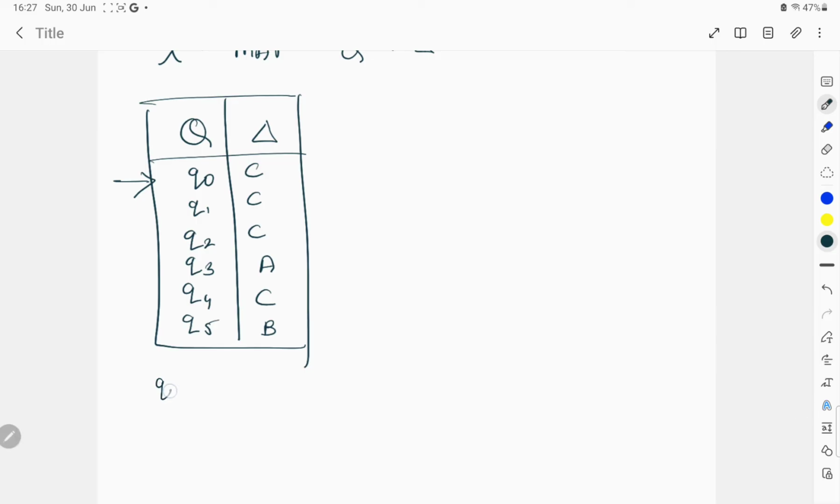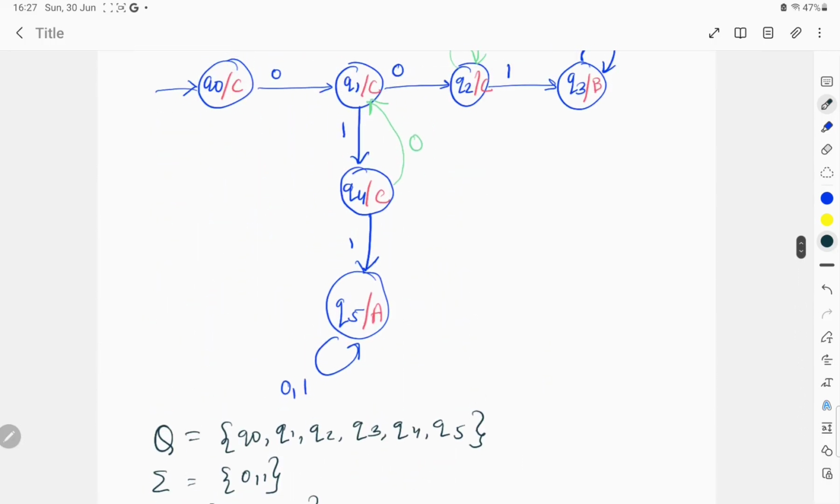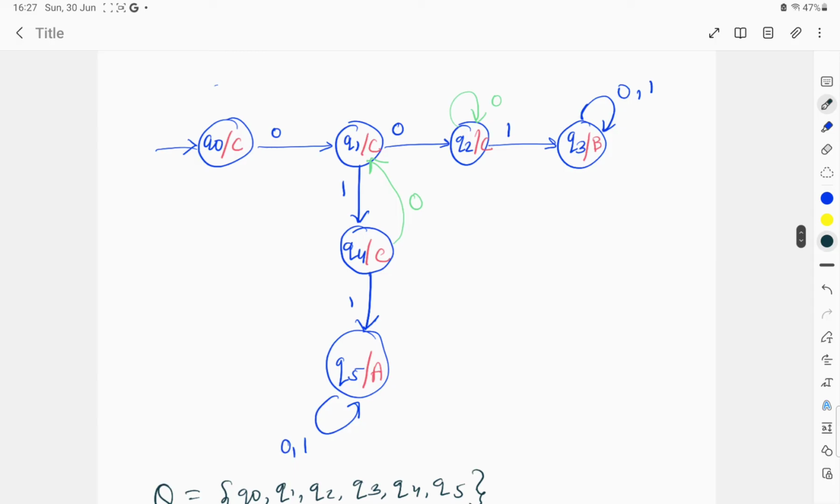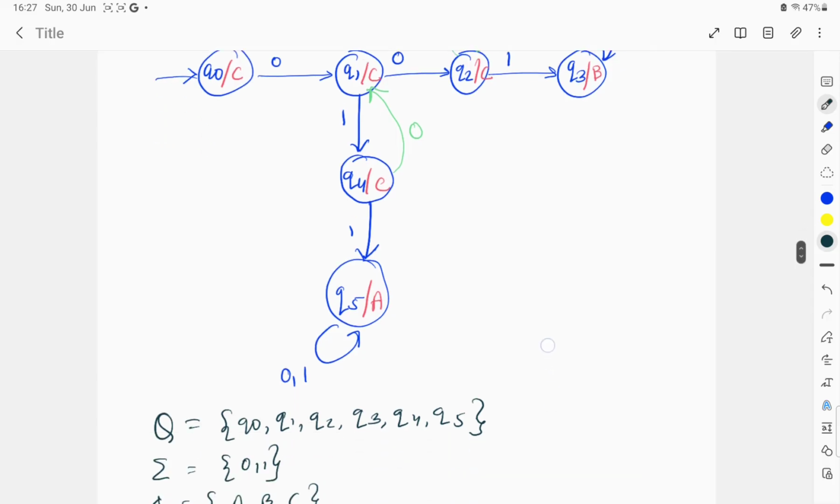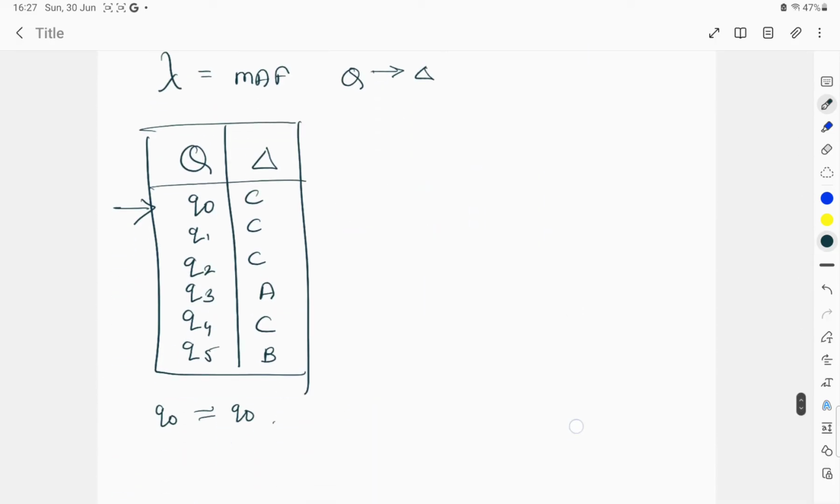And here your initial state was Q0 only. So this is all about the Moore machine. I hope you understand this particular thing. Okay, so now let's see how we develop the Mealy machine for the same.